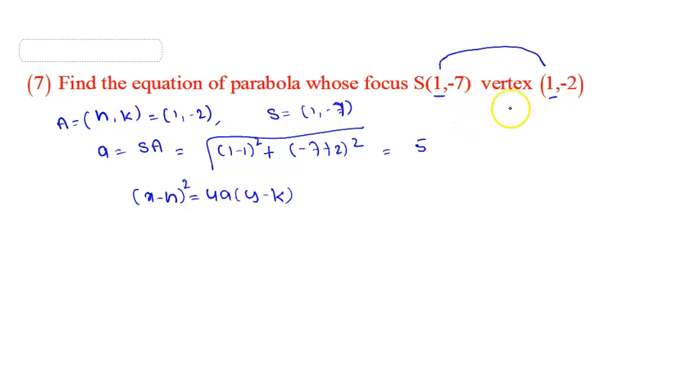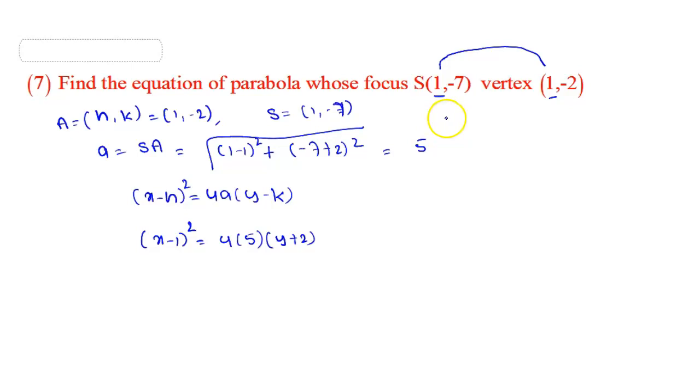Why am I choosing this formula? In the sense the vertex is there, and in these 2 points the x position is the same. So here I already have the h value, the k value, and the a value. I just need to replace them, right? So this can be written as (x minus 1) whole square is equal to 4 into the a value, 5, into (y minus k). The k value is how much? Minus 2. Minus of minus will become plus 2.